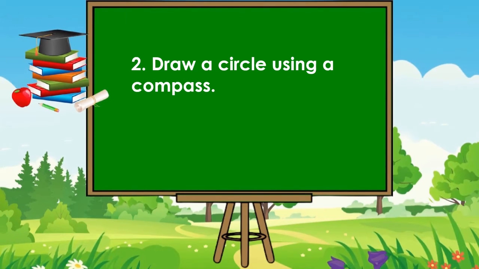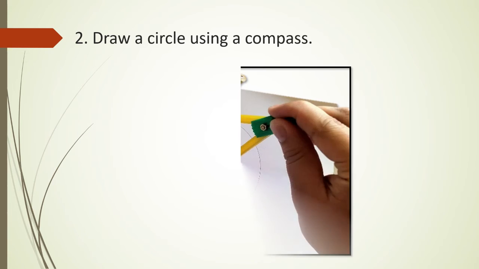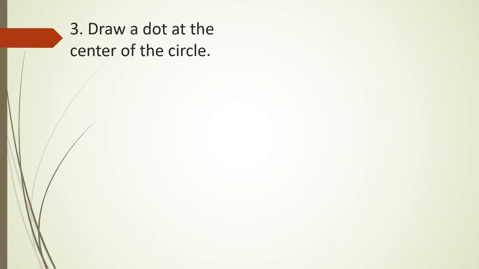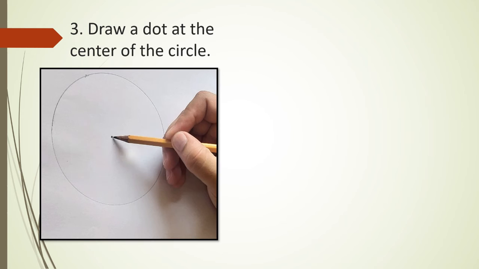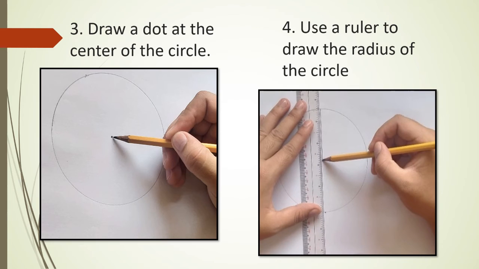So let us now draw a circle. Get ready with your compass, your ruler and protractor, and also your pencil. So first step is draw a circle using a compass. Draw a dot at the center of the circle. Use a ruler to draw the radius of the circle.